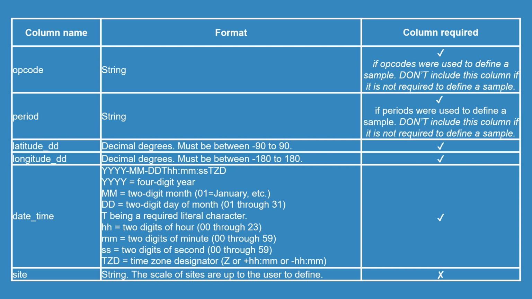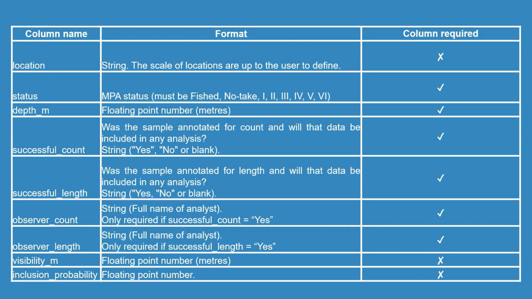Site is not required. Location is not required. Status, which is if it's in a marine protected area or if it's no take, it can either be fished or no take or the IUCN category. Water depth in meters. Successful count is was the sample successfully annotated for count, or will that data be used in your analysis? It's compulsory, but it can be blank.